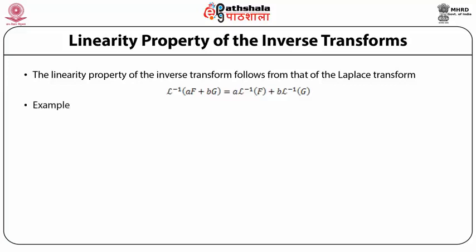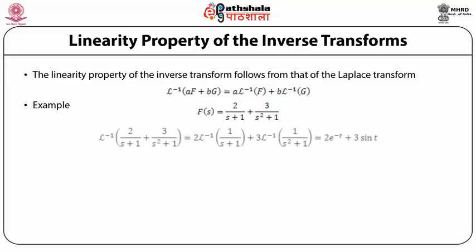We take up an example now. Take capital F of s is equal to 2 by s plus 1 plus 3 by s square plus 1. Now, the inverse Laplace transform of 2 by s plus 1 plus 3 by s square plus 1 is equal to 2 times the inverse Laplace transform of 1 by s plus 1 plus 3 times the inverse Laplace transform of 1 by s square plus 1. This is equal to 2 times e raised to power minus t plus 3 times sin t.